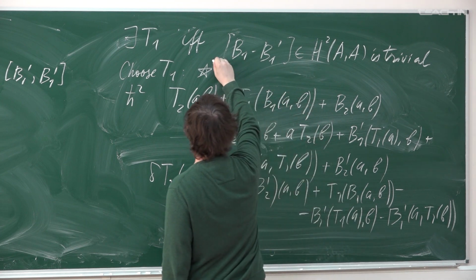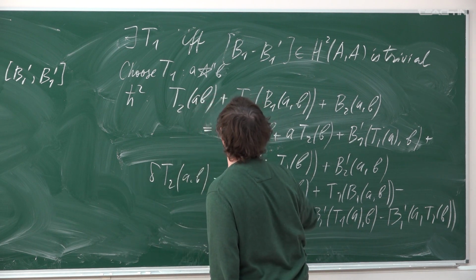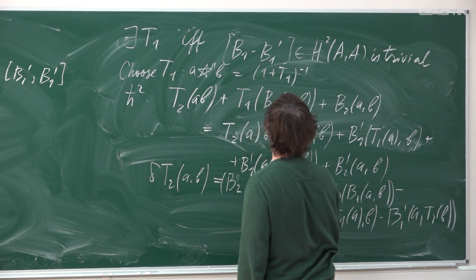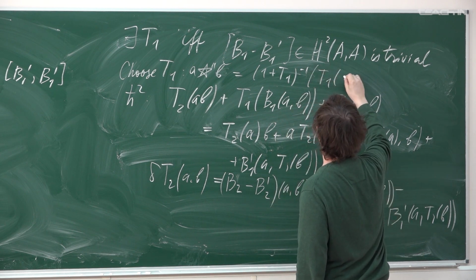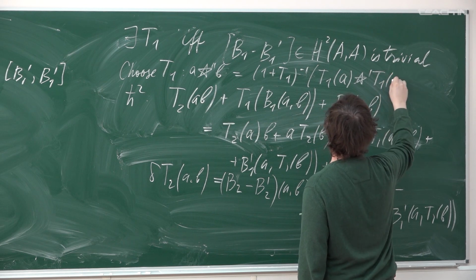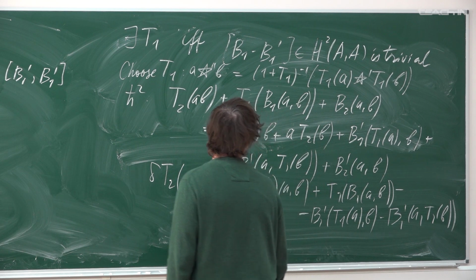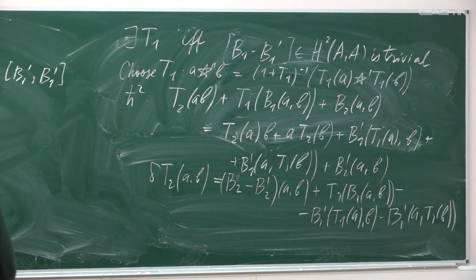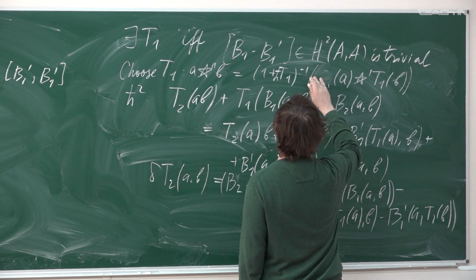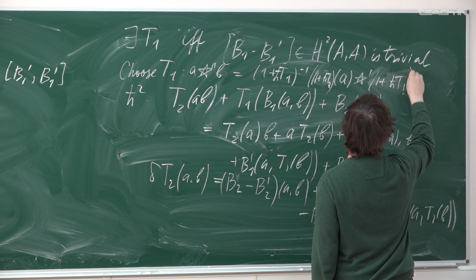product star double prime given by the formula: star double prime of A, B is equal to 1 plus T1 minus first, applied to T1 of A star prime T1 of B. And if you expand, what you see will be like this. Sorry, of course I forgot about h bar. Not T1, 1 plus h bar T1 of A, and here also 1 plus h bar T1 of B.